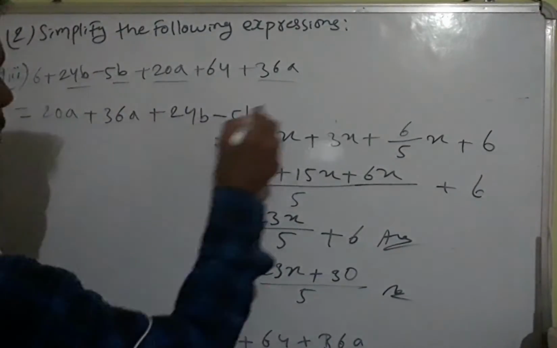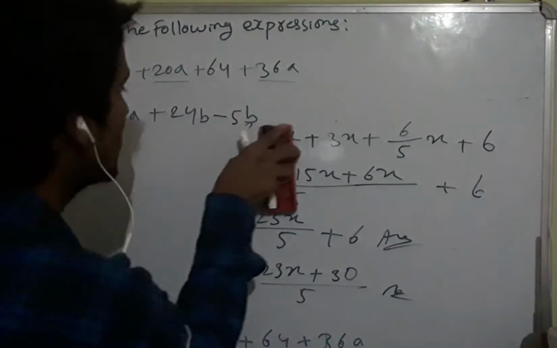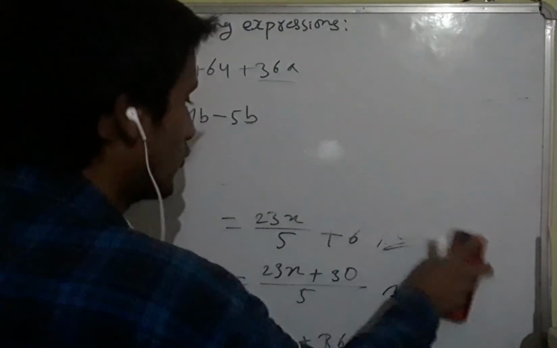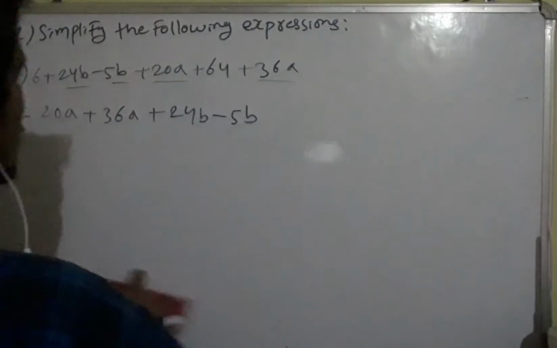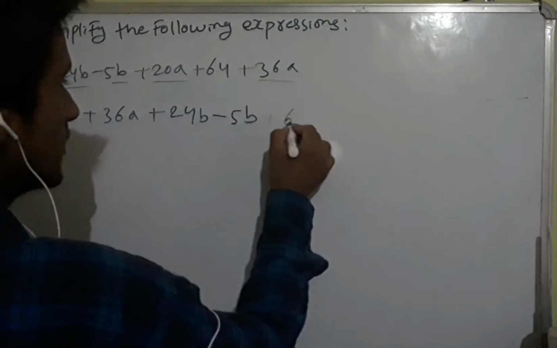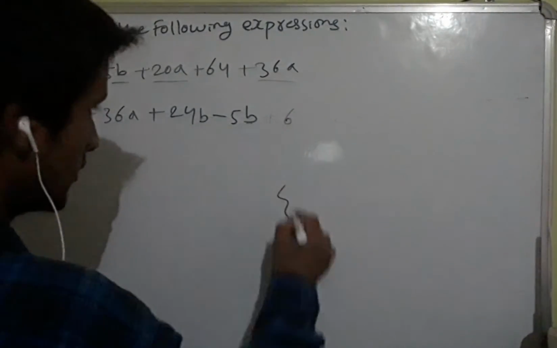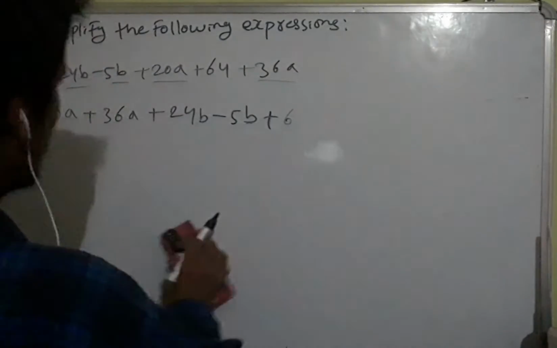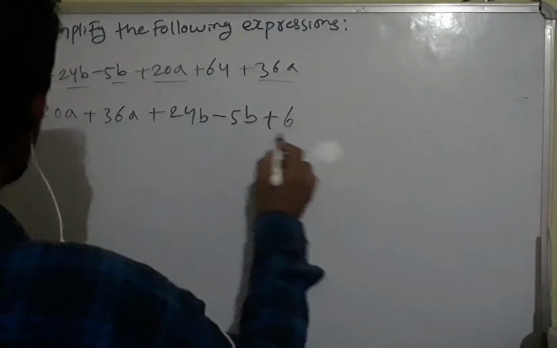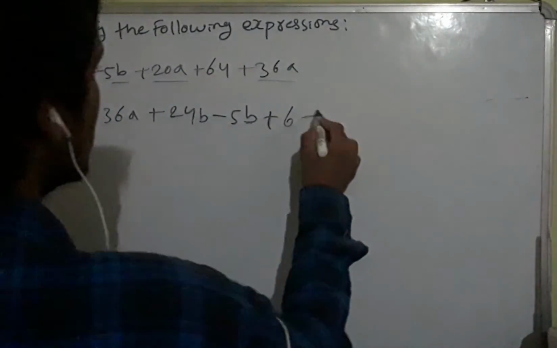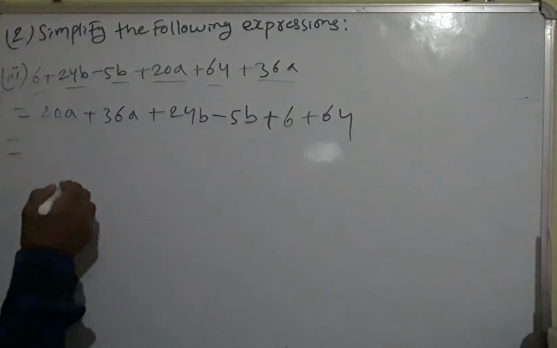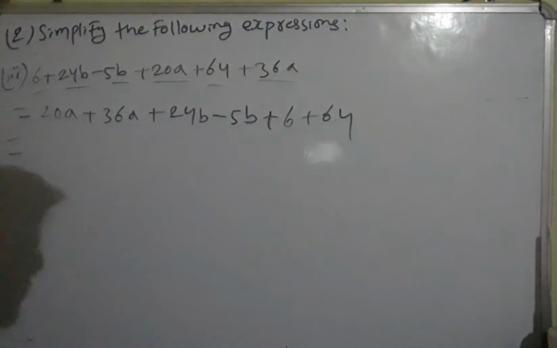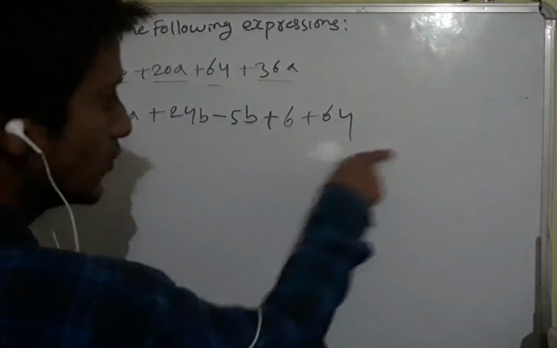Now the variables are done. So at last it's time to sort out the constants. The constants are 6 here, plus 64. So these are the only constants there. It is only a convention in algebra that we do the variables first, then we do the constants.